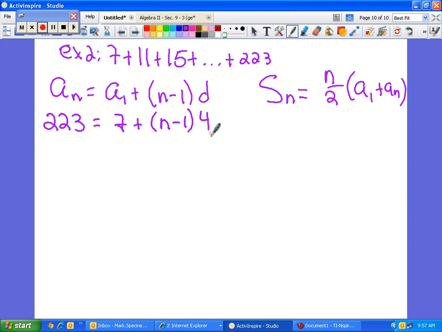Okay, so now what's the next step in solving this equation? What do I need to do? What's the first thing I need to do here to solve this equation for n? I need to distribute. I distribute the 4, and my next step, I don't want to give it. Let me give it to somebody else.